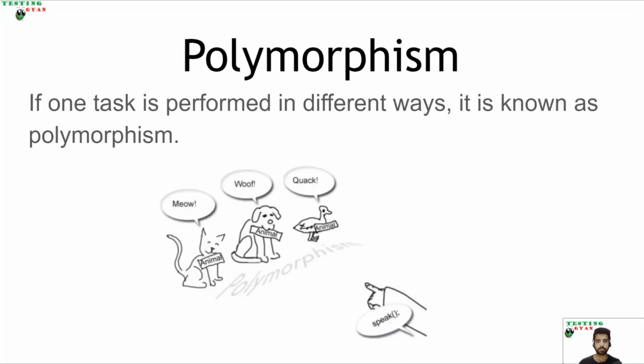Another concept is polymorphism. If one task is performed in different ways, it is known as polymorphism. Let's consider animal as a class and speak as a method of that class. Now a cat can speak differently, a dog can speak differently, a duck can speak differently, but the speak method is common for all of them. But the results are different. That is called polymorphism.